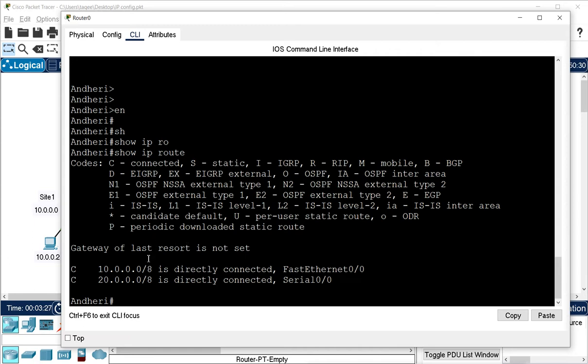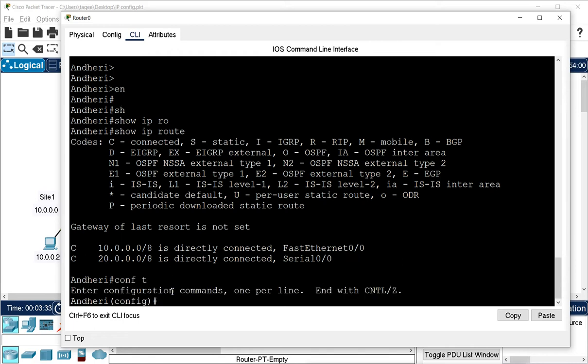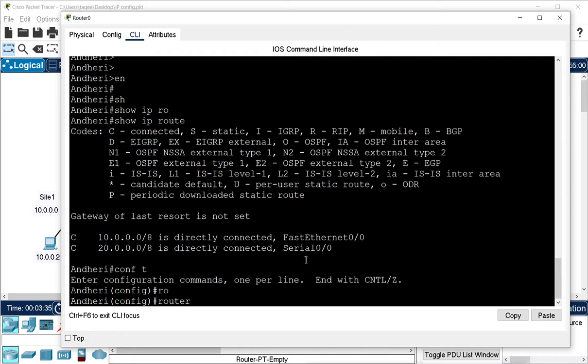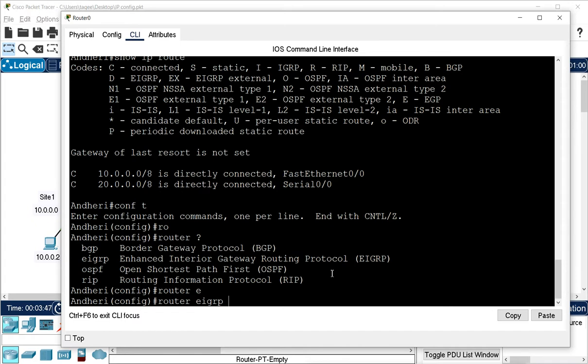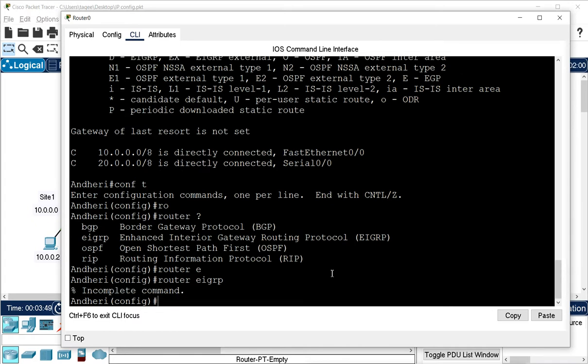So we want to configure EIGRP here. Same as the other routing protocols, we'll go to the config mode, and then we'll mention the command router, and after the router command we can mention whatever protocol we want to configure. Now I want to configure EIGRP, so I will mention EIGRP, and when I press enter, it says incomplete command. That means there is something I have not given.